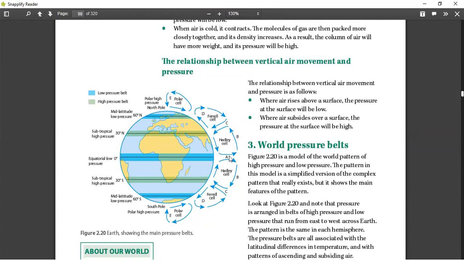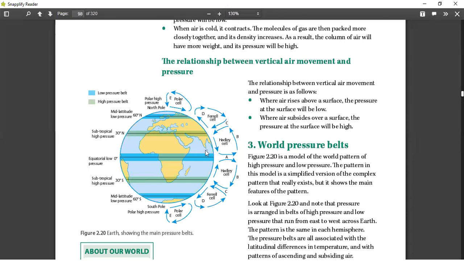We've got the Hadley cell, which is found at the equator, distributing hot air. We've got the Ferrel cell, which is found next to the Hadley cell, on either the north or south part of the hemispheres. And then we've got the polar cell, which is found at the poles, north and south of the world. The polar cell basically generates cold air, the Ferrel cell has warm and cold air, and the Hadley cell has hot air. Now if you look at the key here, it will show you the pressure belts, which are shown in color: blue for low pressure and green for high pressure belts. So that is your tri-cellular model of global air circulation.